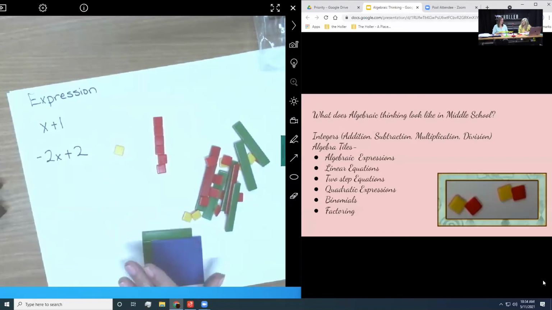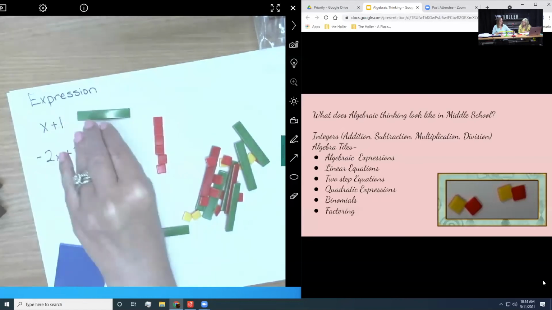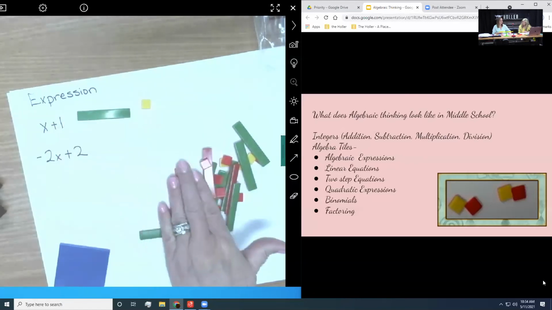So I'll let my kids experiment for a little while. We talk about this is x squared. This is the reason why, because it's an x times an x. So this is x squared. This gets into that 2-dimensional. I like that part too. So we're going to talk about the fact that this is an x and this is a 1. So we're just doing expressions right now.